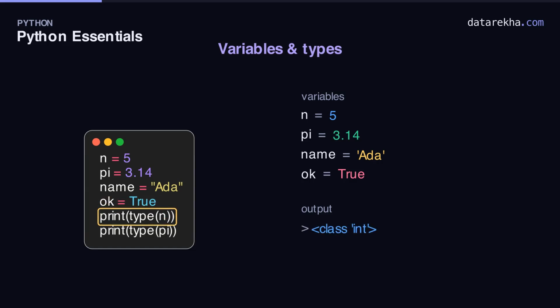Now the type function. Line 5 asks what type n is. Class int. Line 6, pi is class float. Four core types: int, float, str, and bool. Knowing the type of every value is the whole game, because the type decides what each operation does.